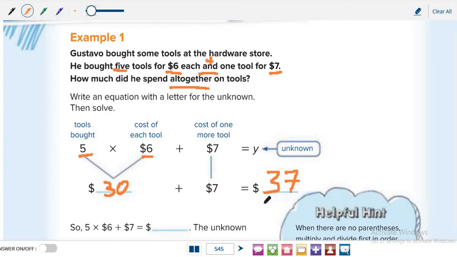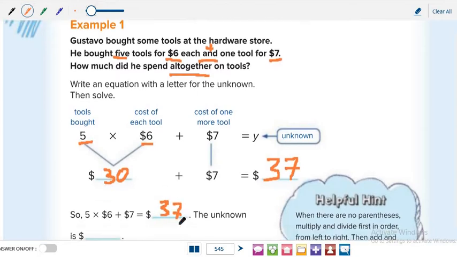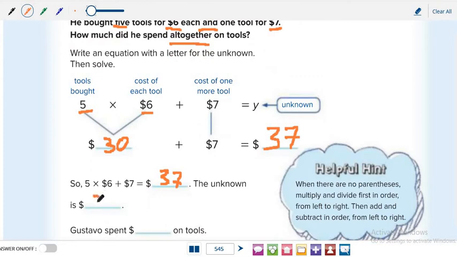He spent $37 altogether on tools. So 5 times 6 plus 7 equals $37. So the unknown is 37. Gustavo spent $37 on tools.